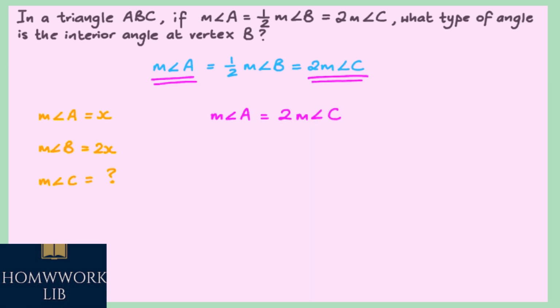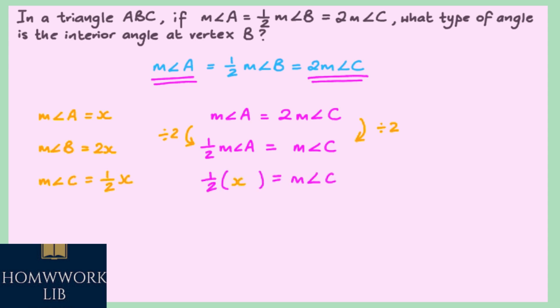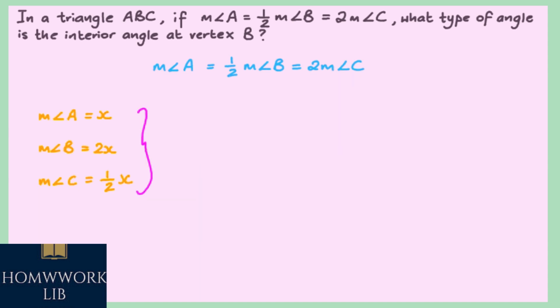This time, we can use the relationship between the measures of angles A and C, which is that the measure of angle A equals 2 times the measure of angle C. To find the measure of angle C, we would need to divide both sides of the equation by 2, so 1/2 times the measure of angle A is equal to the measure of angle C. And as we define the measure of angle A as x, then we can write that the measure of angle C is 1/2 x.